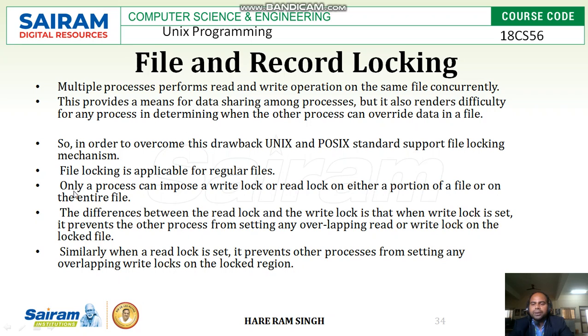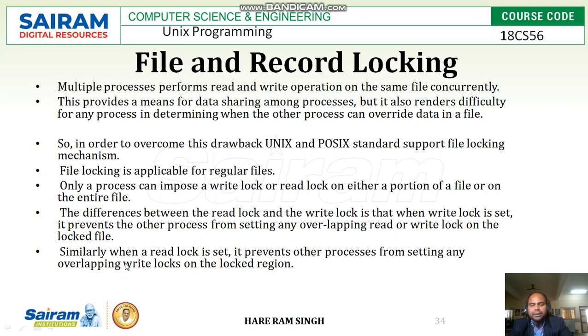Now let us come to file locking. A process can impose a write lock or read lock on either a portion of a file or on the entire file. The difference between the read lock and write lock is that when a write lock is set, it prevents other processes from setting any overlapping read or write lock on the locked region. That is what I taught in Paint by drawing a diagram: if a process has set a write lock, other processes will not be allowed to put any lock, either read lock or write lock, on that particular region.